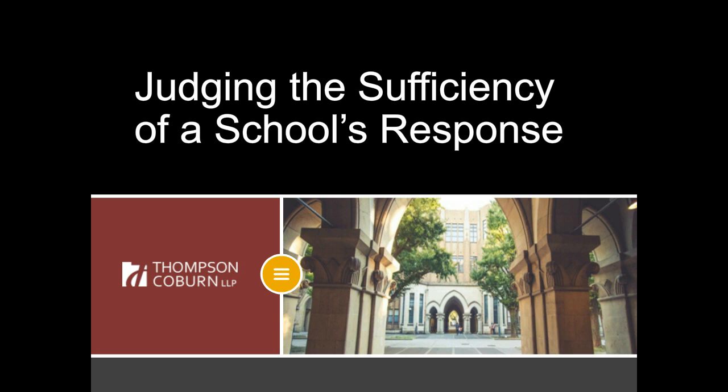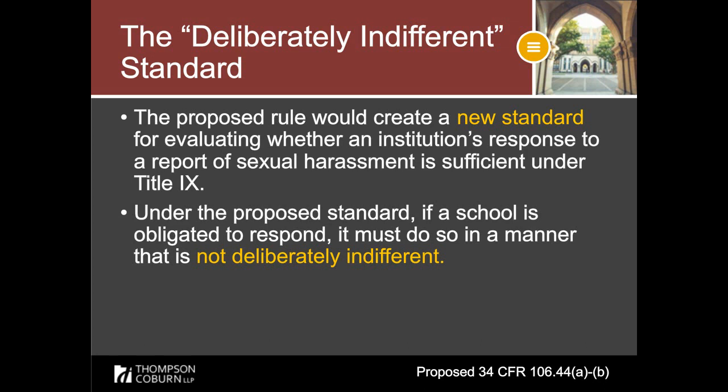So how do we judge the sufficiency of a school's response? We've talked about these new definitions. We've talked about determining when an institution has an obligation to respond or to act. How is the department, or how do they propose that they would determine whether or not your response was sufficient? So the proposed rule would create a new standard for administrative Title IX purposes, but it is a standard, again, pulled out of those Supreme Court cases, for evaluating whether an institution's response to a report of sexual harassment is sufficient under Title IX. Specifically, under the proposed standard, if a school is obligated to respond, it must do so in a manner that is not deliberately indifferent.